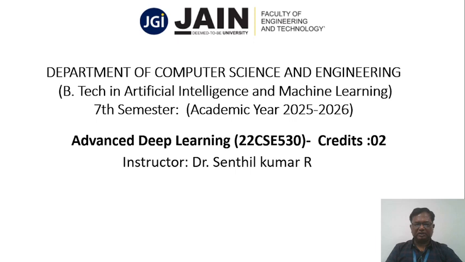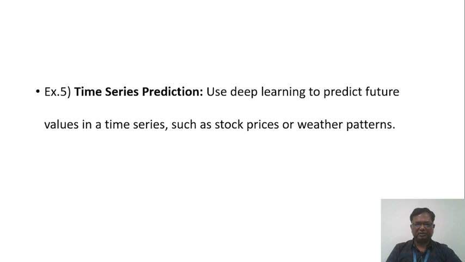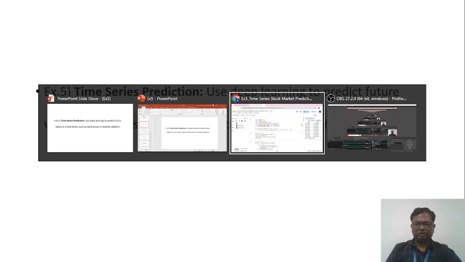Today we will see the fifth experiment. I'll show you the experiment, that is time series prediction. We should use a deep learning model to predict future values. For example, you can take stock price data or weather pattern. Here in our lab program, we'll take stock price data. First I'll show you the demo, then I'll explain.